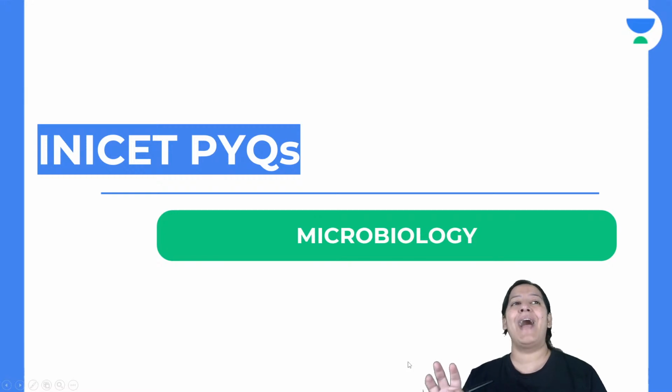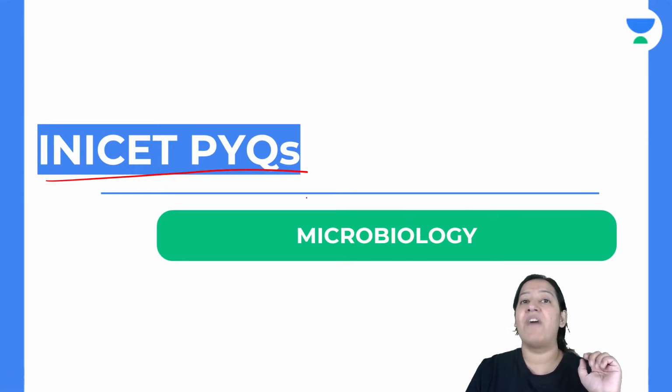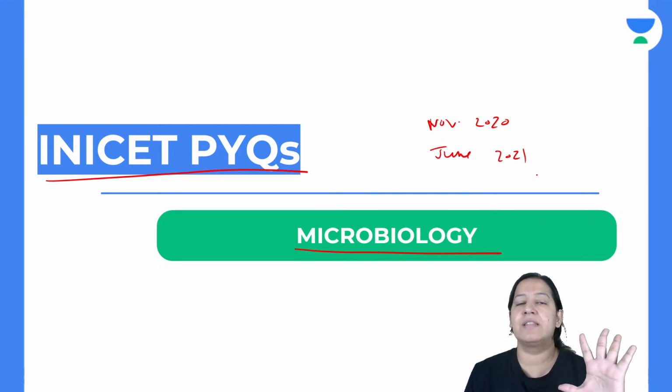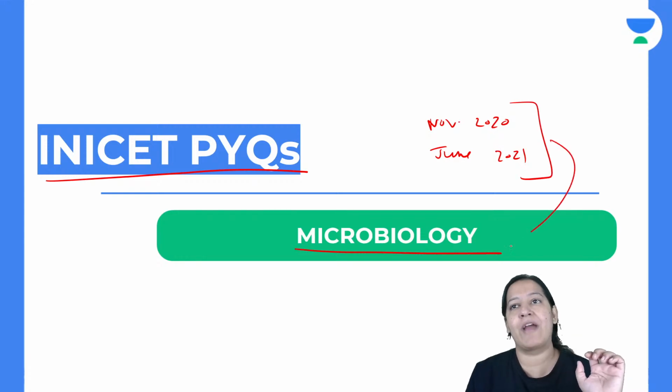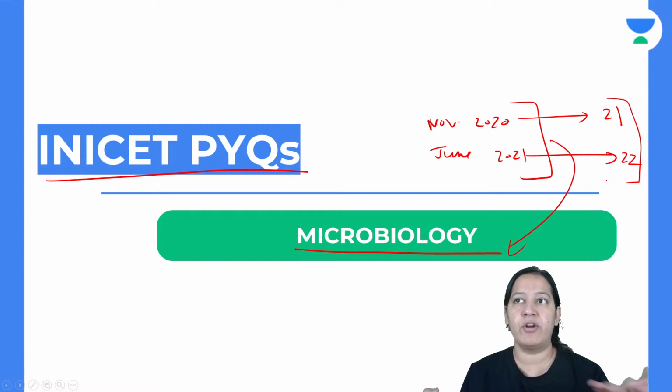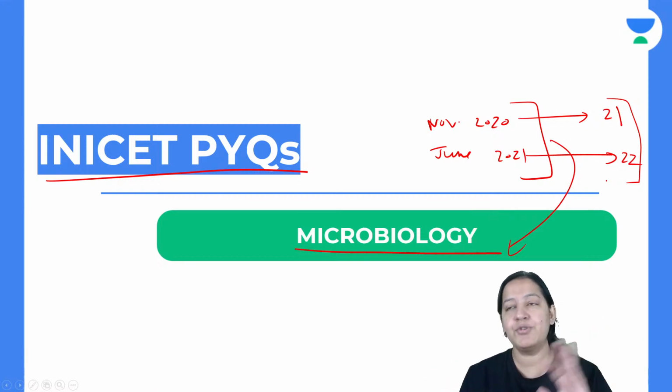Okay, so I'm starting with INICET PYQs of microbiology. We know till date only two INICETs have been conducted. The first one was in November 2020 and the second one was in June 2021. Here I'm covering the PYQs of both of them for microbiology. In November 2020, we had 21 questions of microbiology and here we have 22 questions. So I have to cover all these 45 questions of microbiology. Today I will not be able to cover all, but 50% of them will be covered in this lecture, episode 1.